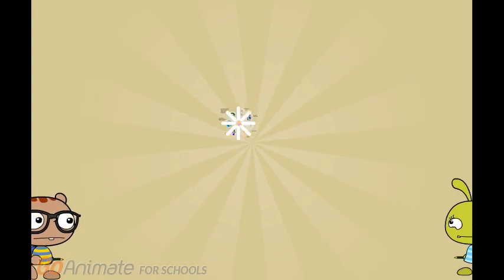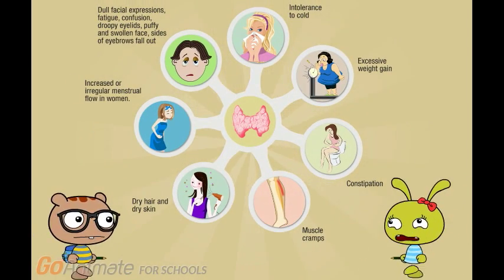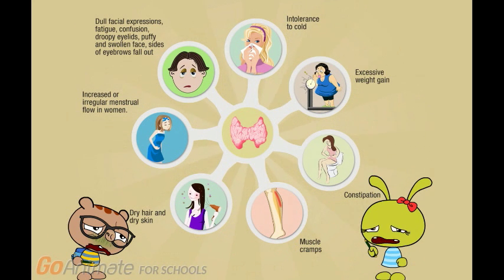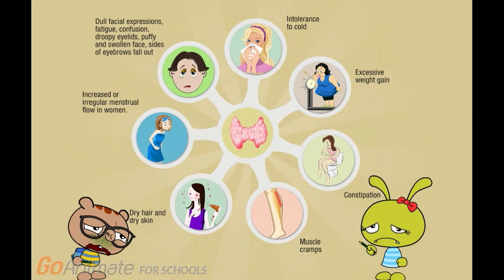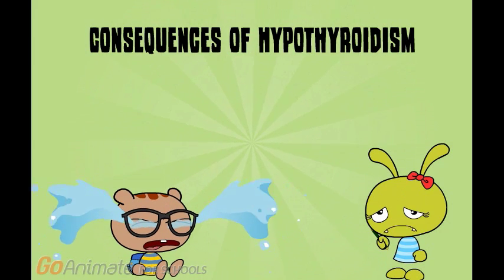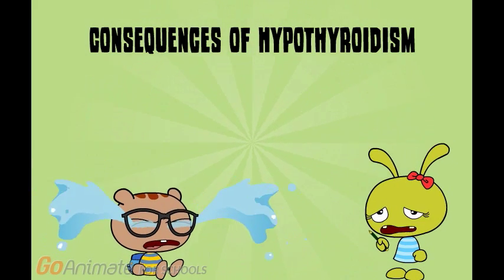Hypothyroidism signs and symptoms vary, and they can be confused with other health problems, but the most common signs and symptoms are intolerance to cold, excessive weight gain, constipation, muscle cramps, dry hair and skin, hoarseness, bradycardia, dull facial expressions and others.